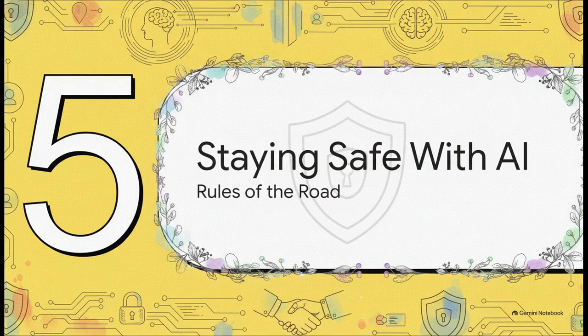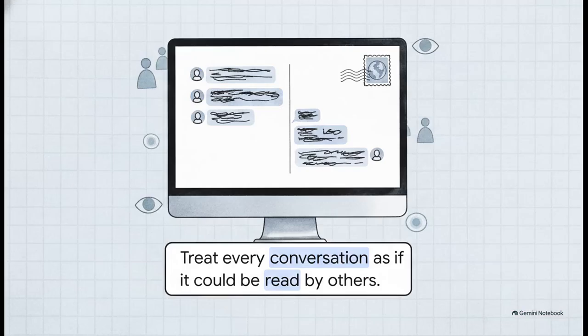And finally, Chapter 5, Staying Safe with AI, Important Rules of the Road. As with any new tool in life, there are a few safety guidelines we really need to cover. We want to be cautious, for sure, but also empowered. So there's no need for fear-mongering here. Just a few smart, practical rules to keep you and your personal information secure.